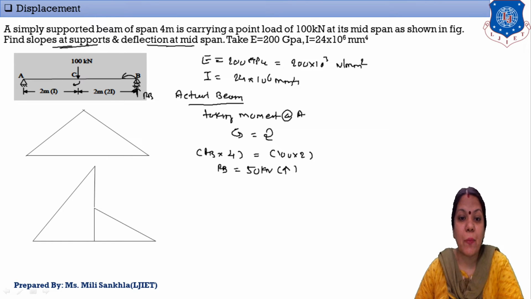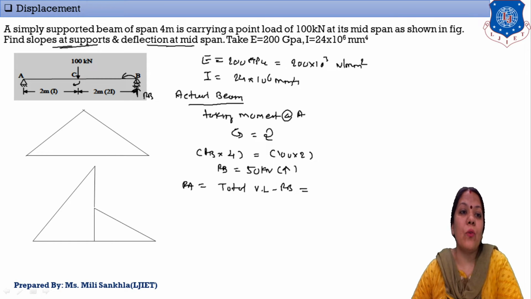Now we find out the second support reaction, that is RA. RA is equal to total vertical load minus RB. What is the total vertical load? Point load is given as 100. 100 minus 50 is equal to 50 kilonewton.